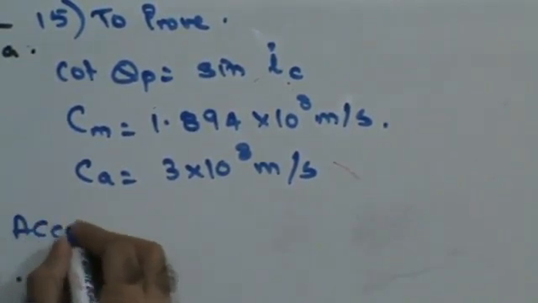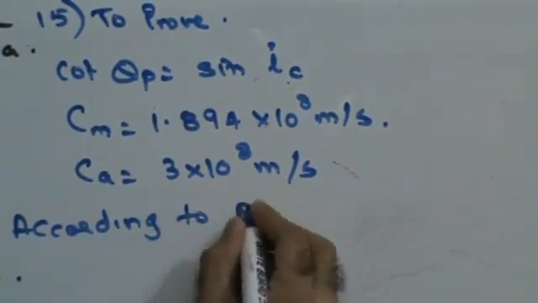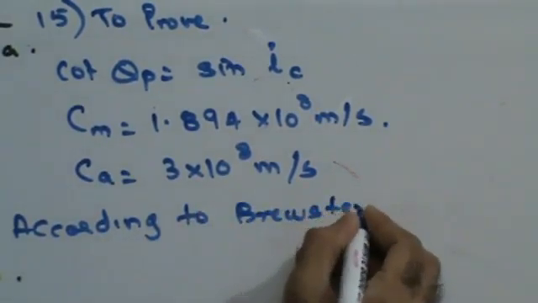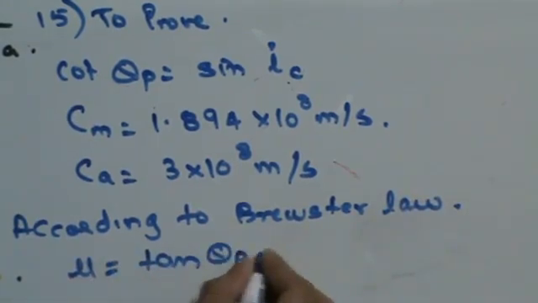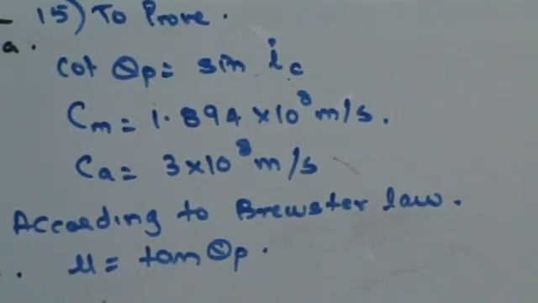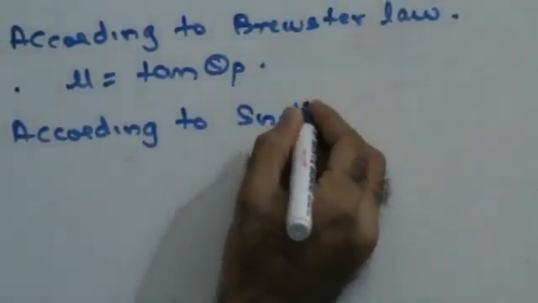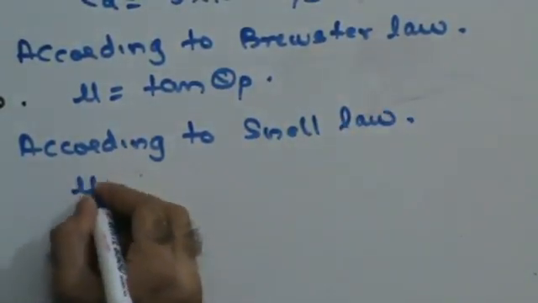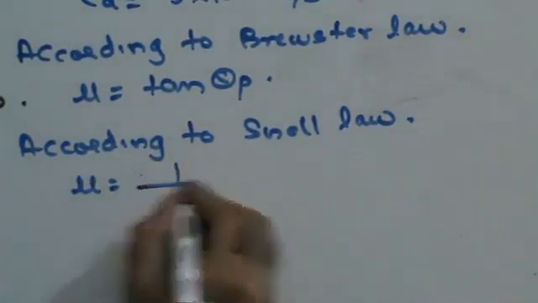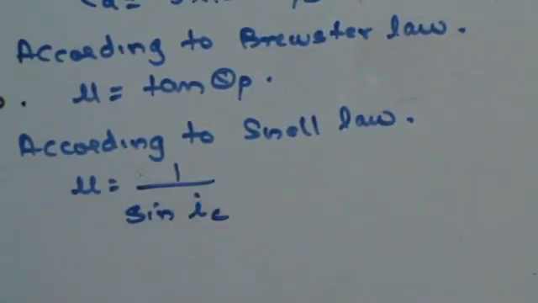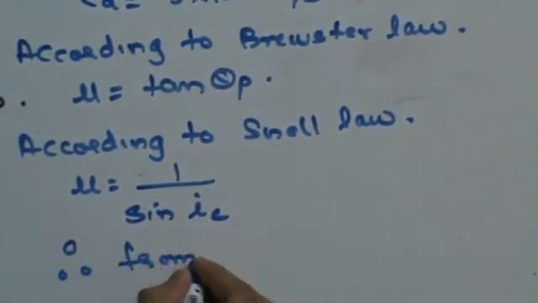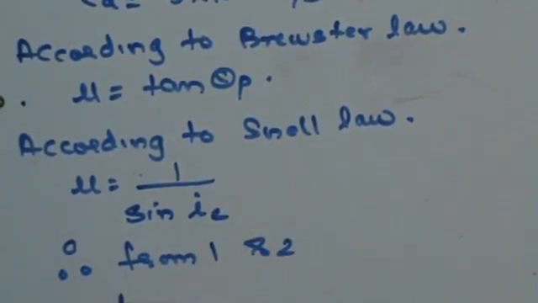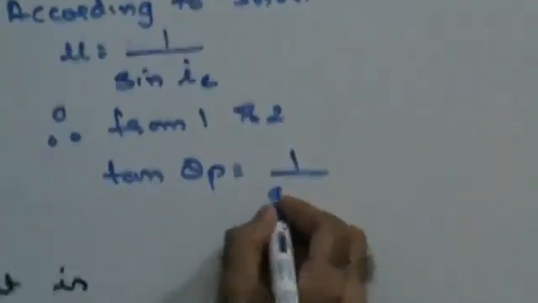Now, guys, according to Brewster's law, refractive index is tan of polarizing angle. According to Snell's law, refractive index is nothing but reciprocal of sine of critical angle. Right? Therefore, I can say from 1 and 2, tan of polarizing angle should be equal to 1 upon sine of critical angle.